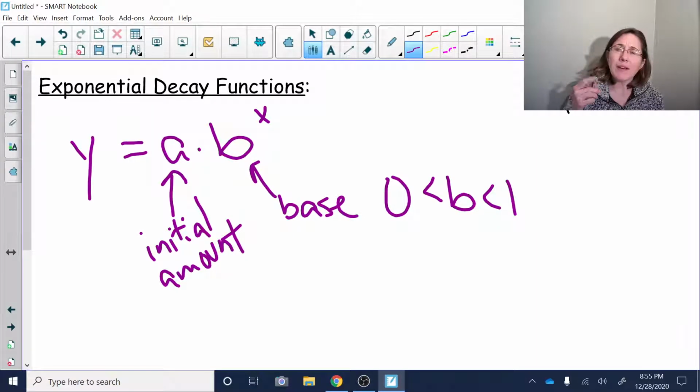What would happen if the b value was 1? Well, what's 1 squared? Still 1. What's 1 to the third? Still 1. What's 1 to the fourth? Still 1. So it wouldn't do anything to have a base of 1. You would still just get 1 over and over and over again when you raised it to different powers. So we don't use a base value of 1 for exponential growth or decay because it doesn't make it go up or down.